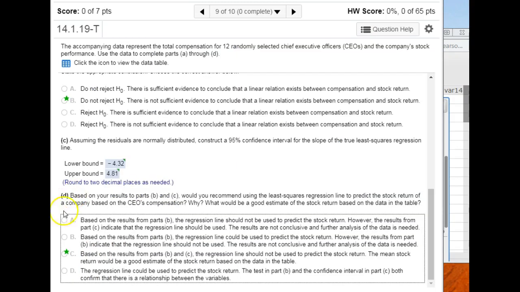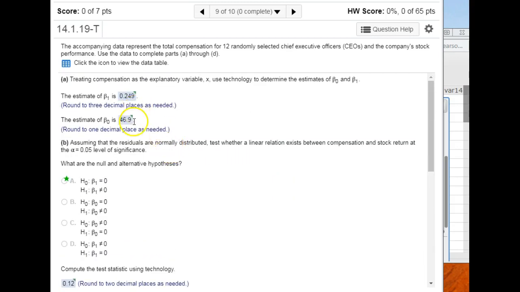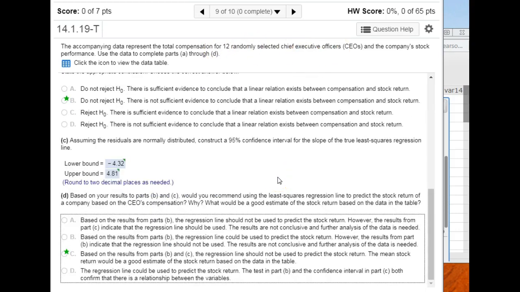And then finally, just conclude what that confidence interval and hypothesis test, what conclusion would that make us reach? Based on those results, the regression line should not be used to predict the stock return. It would not be a good idea to plug in salaries for CEOs and try to use that to predict how a company's stock would perform. Since we don't have a regression equation, what you want to use instead is just the mean stock return from our sample data.